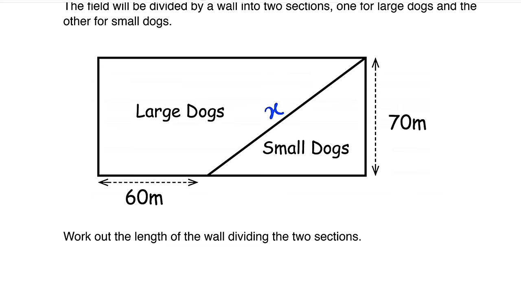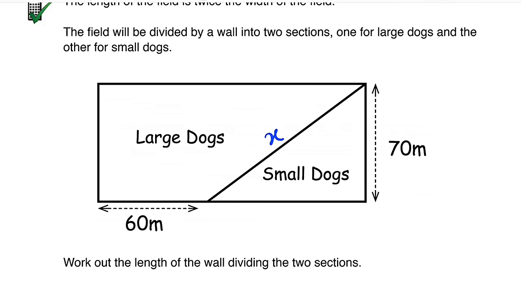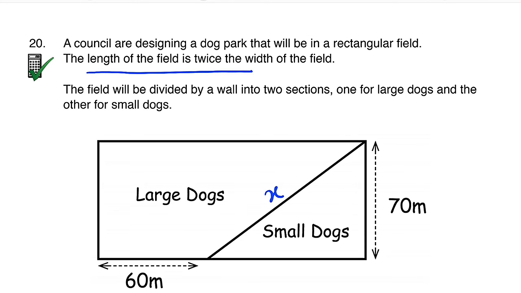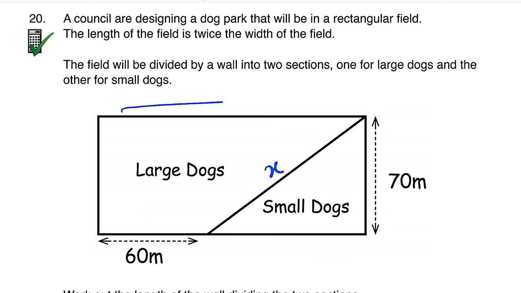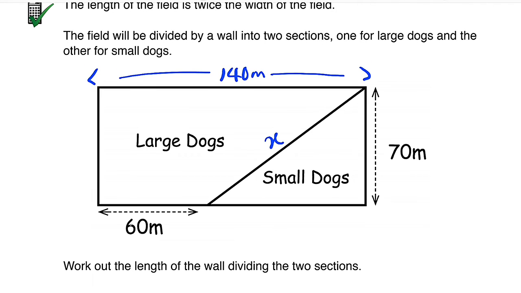To do that, one thing you should remember, they said that the length is twice the width. So this side length is twice this one, which implies that the whole distance from this to this is 140 meters. That's what you should know. And if it is 140, already we have 60 here. So what will be the side length here? All you have to do is to subtract 60 from 140. And this will be 80. So this is 80 meters.